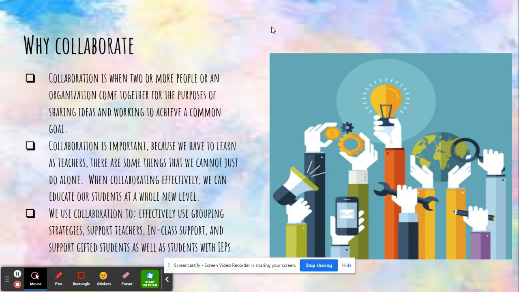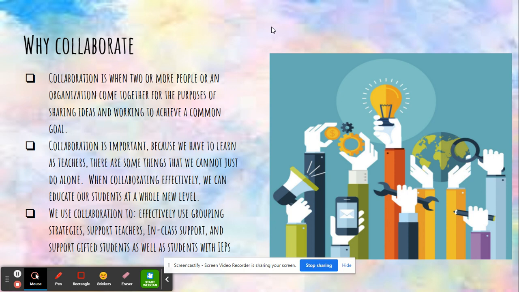So, why do we collaborate, or why is collaboration purposeful? Collaboration is when two or more people or an organization come together for the purposes of sharing ideas and working to achieve one common goal. Collaboration is so important because we have to learn as teachers that some things are just more effective when they are done together. And we may be a subject matter expert in our content, but not a subject matter expert in how to modify or accommodate students.